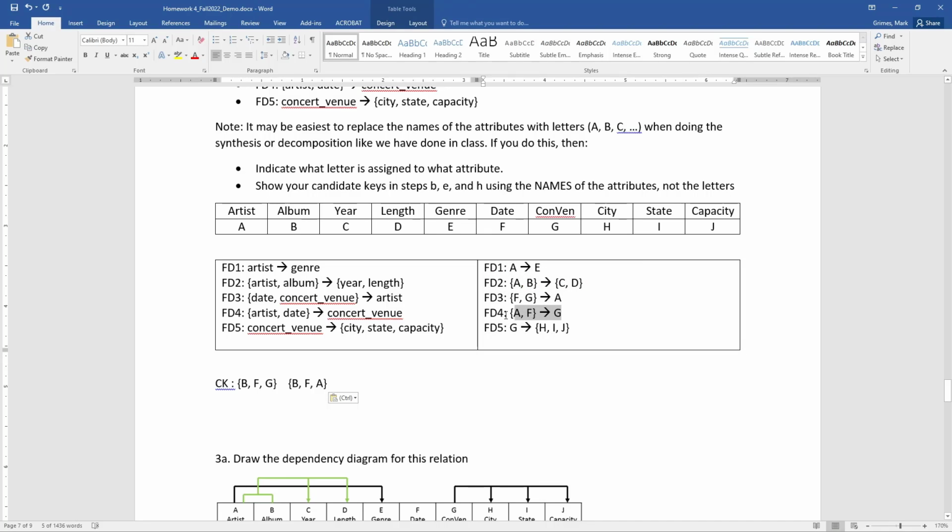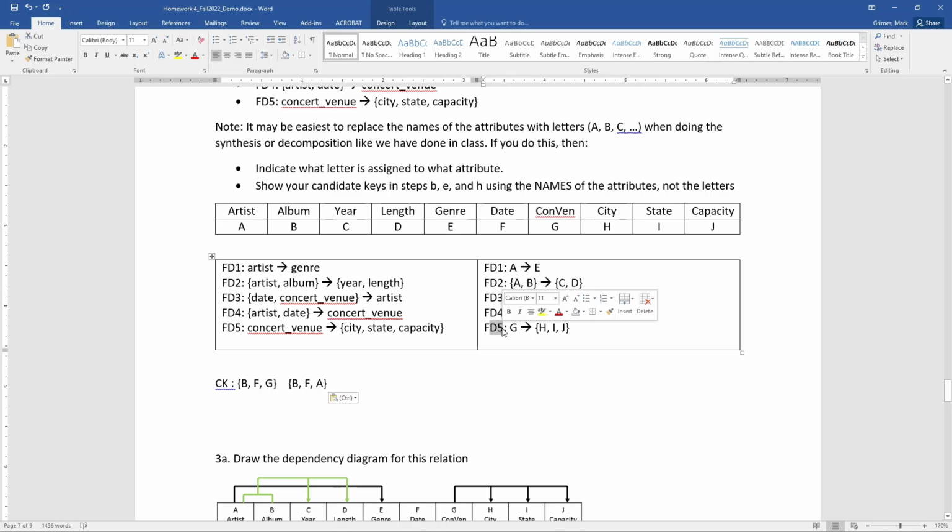And similar story with functional dependency 4. Even though AF is part of one of our candidate keys, G is a key attribute. So this is part of a candidate key functionally determining a key attribute. That's not a great thing, but that is not a violation of second normal form. For a violation of second normal form, the dependent must be a non-key attribute.